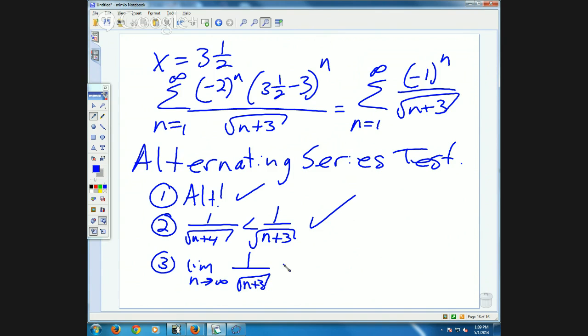Not all that fast. Easy. Terribly easy. It is wonderful. I love the alternating series test. It's pretty great. It's not always obvious, but most of them are. Okay, so this implies convergence. Okay, convergence. All right, let's summarize what we just did.